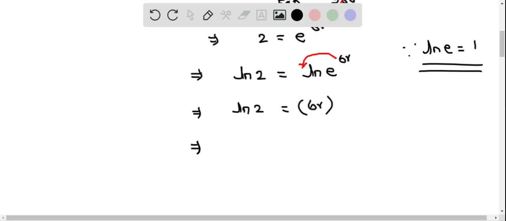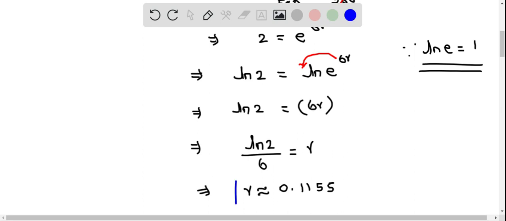From this, we can solve for r. That is, we divide both sides by 6 to solve for r. And this gives r equals natural logarithm of 2 over 6. We plug this into the calculator. And when we do that, we approximately get in terms of decimals 0.1155. So r is approximately 0.1155, and this is rounded to 4 decimal places.